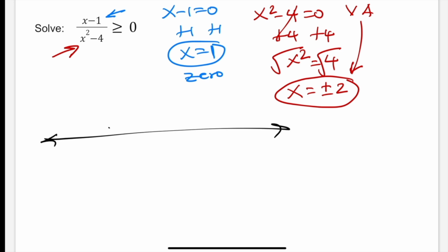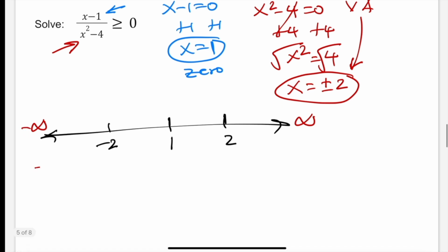Now, x equals negative 2 here, x equals 1 here, and x equals 2 here. Same process as before. Remember, my first interval goes all the way from negative infinity, and my last interval goes to positive infinity. So my first interval is from negative infinity to negative 2. And now, because my function has a greater than or equal to 0, I'll be using brackets.